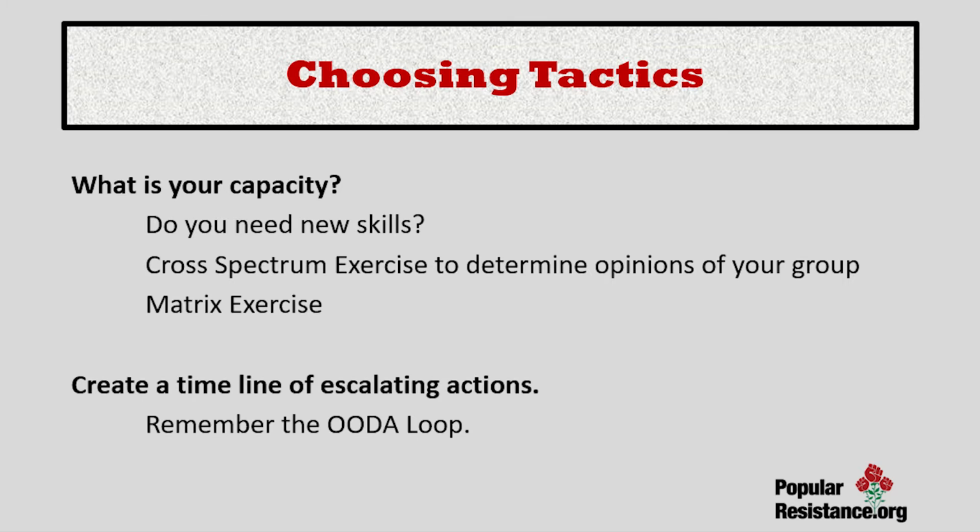You need to choose which tactic you're going to use, and part of it is based on your capacity as a group. What can you actually do? Are you capable of doing that? Do you have the skills? Do you have the people? Do you have the person power to make this happen? And so some ways that you can measure the capacity of your group are two exercises. One is called the cross-spectrum exercise, and the other one is the matrix exercise. And we'll explain what those are in the next couple of slides.